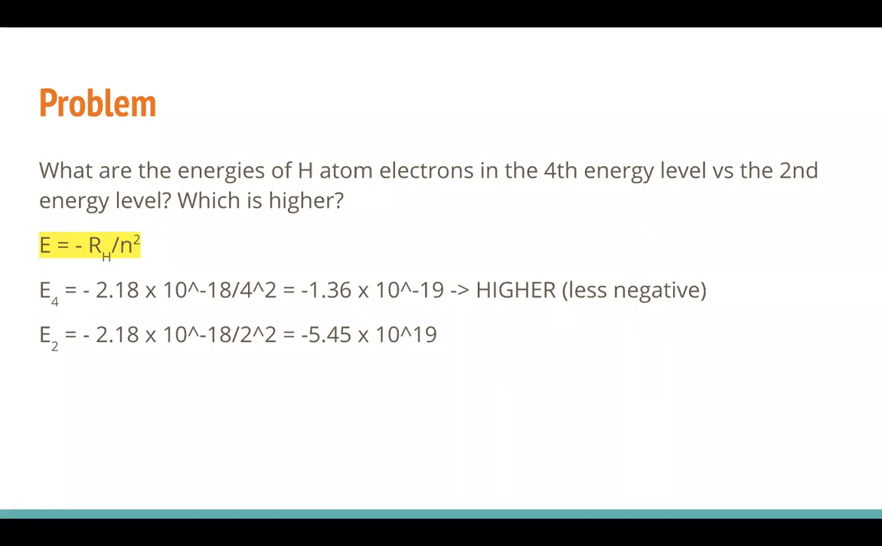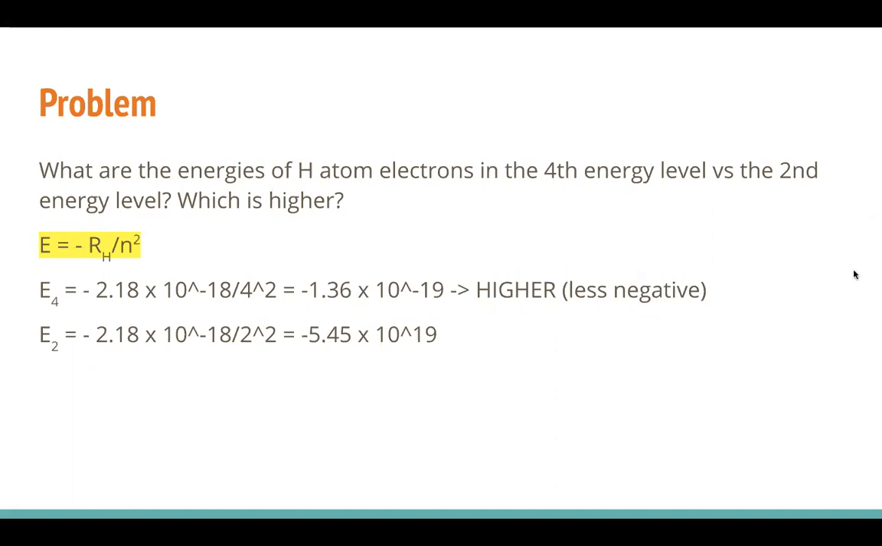Conceptually, when you see this question, you should immediately know that the electron in the fourth energy level is at a higher energy because it's farther from the nucleus. Because it's farther from the nucleus, it has less attractive force to the nucleus, which means it's more volatile and less stable. So just conceptually, you should know that.